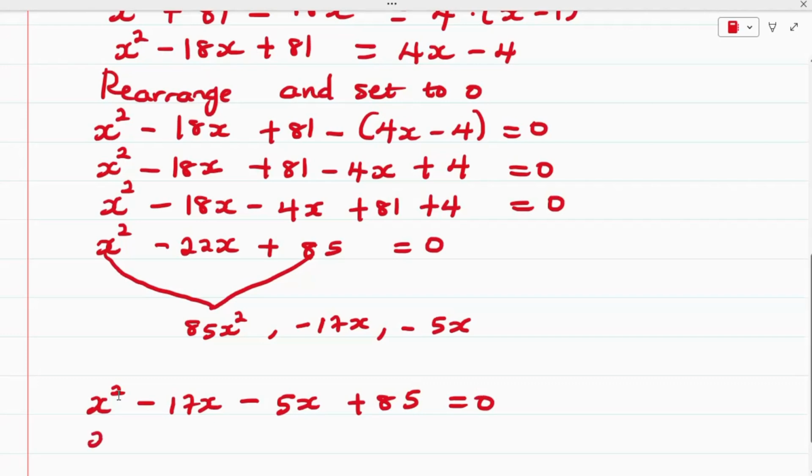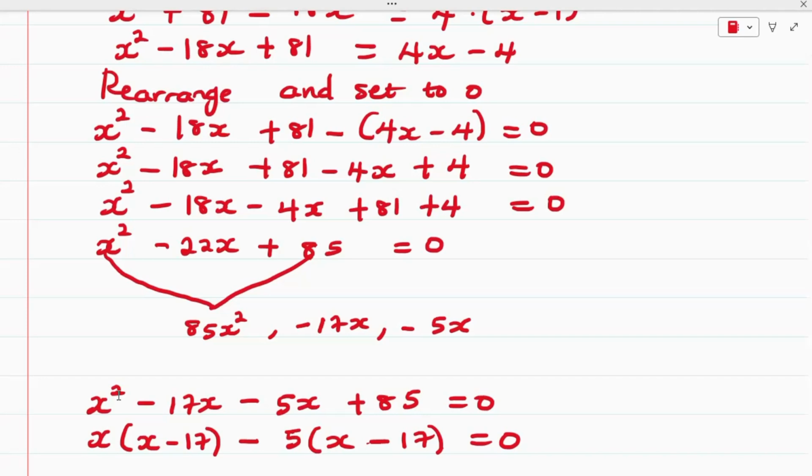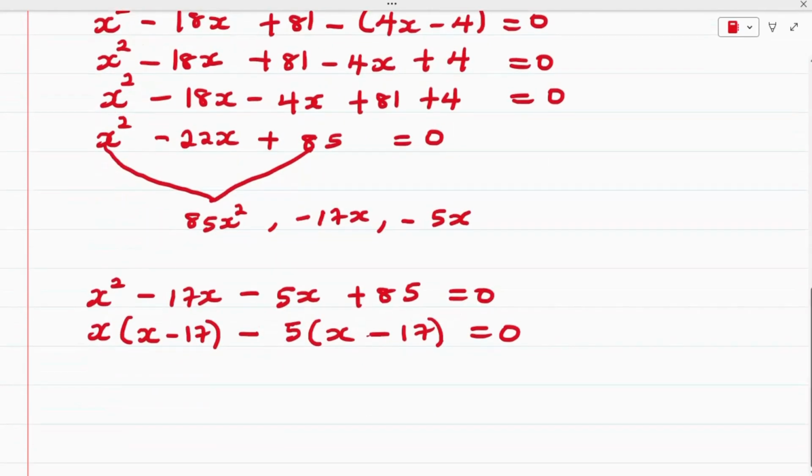So from here, we have x to be common, so we have x minus 17 minus, between 5x and 85, we have 5 to be common, and this becomes x minus 17, and this is equal to 0. Now the reason for this negative sign here is because minus multiplied by minus is going to give us plus, so the bracket then needs to have the negative sign.